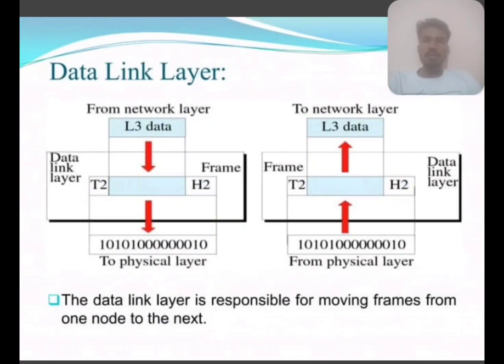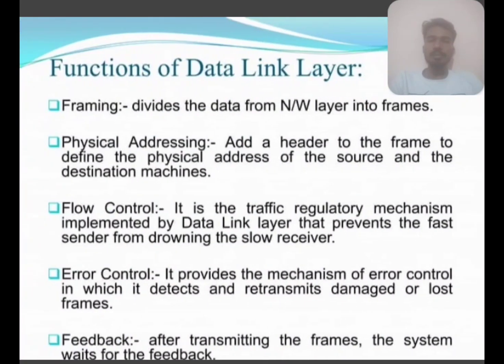The second one is the data link layer. The data link layer is responsible for moving frames from one node to the next. Functions of the data link layer. First one is framing. It divides the data from the network layer into frames. Physical addressing: add a header to the frame to define the physical address of the source and the destination machines.